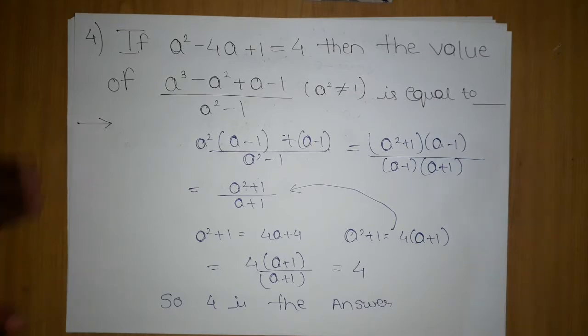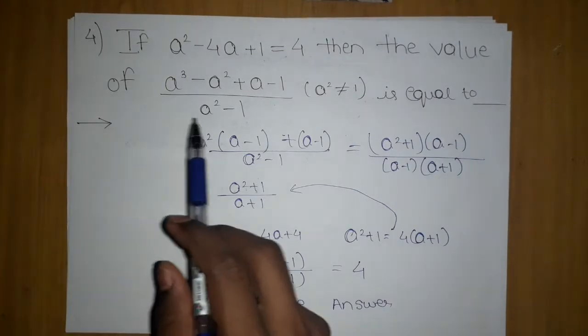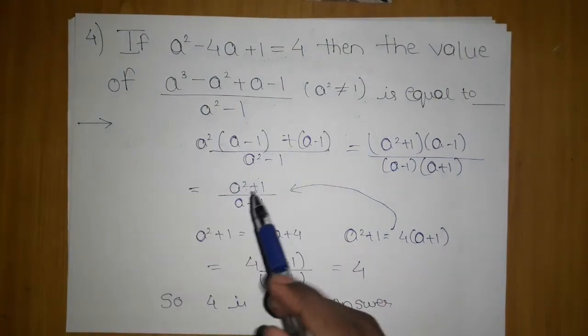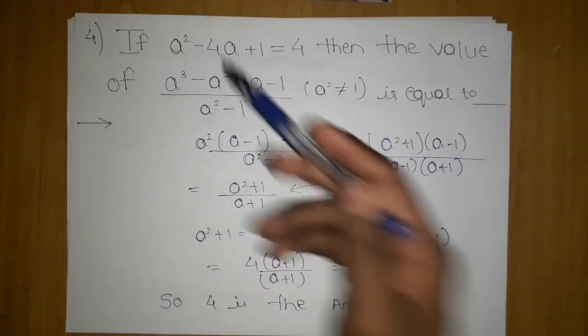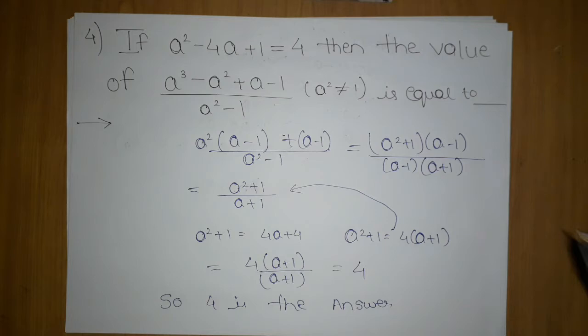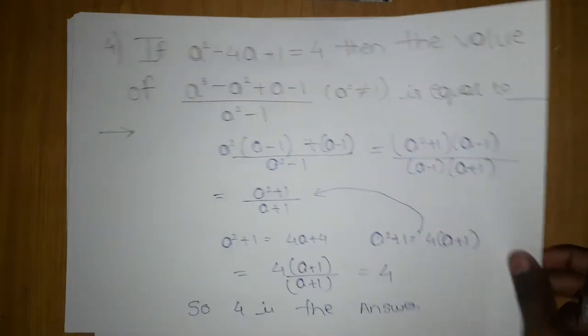Let me tell you again. If you see what we needed to find, we modified it, and we tried to find something related to that. When we got that, we substituted the value and then we got the answer, which was 4. So 4 is the answer. Okay, let's move on to the next problem.